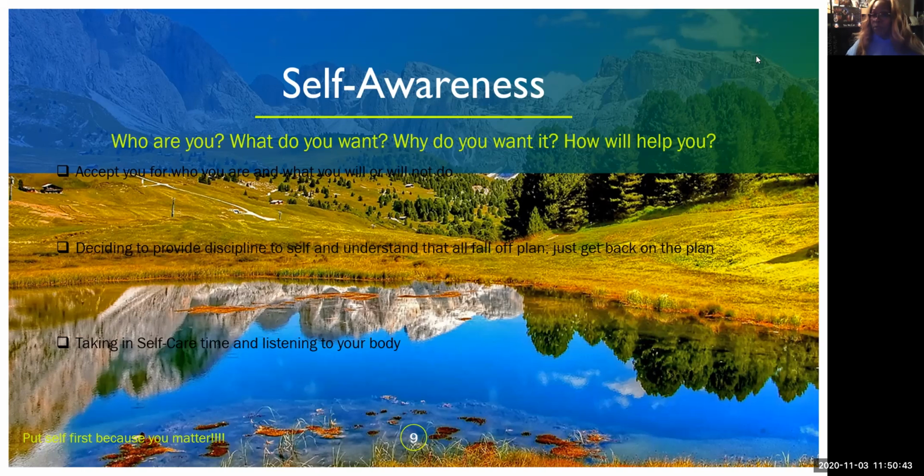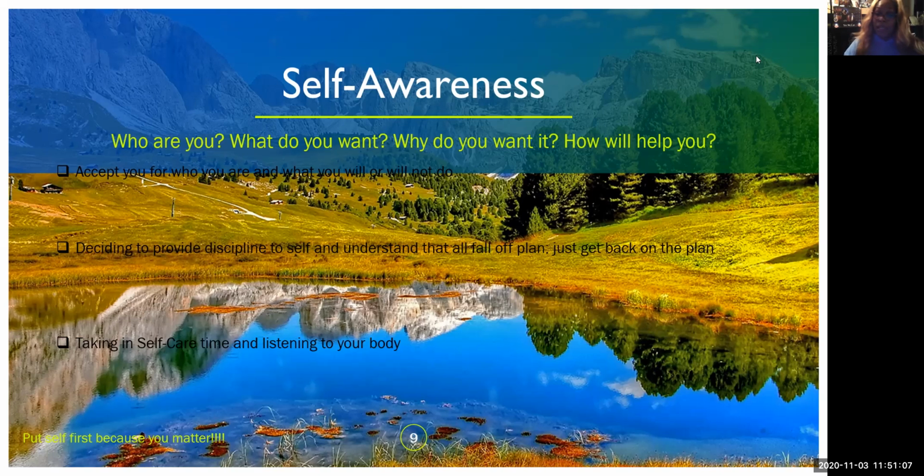Deciding to provide discipline to self and understand that all fall off plan. Just get back on the plan. So we're teaching them how to be disciplined, time management. It's okay. Sometimes we get off schedule, but the key is to get back on the schedule. Get back on the plan and keep going.